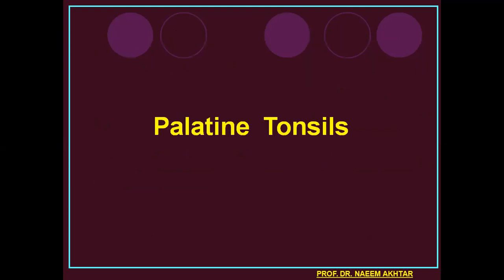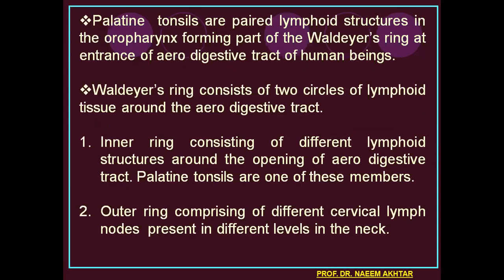Now, what are the palatine tonsils? The palatine tonsils are paired lymphoid structures in the oropharynx, forming part of the Waldeyer's ring at the entrance of the aerodigestive tract of the human beings. Waldeyer's ring consists of two circles of lymphoid tissue around the aerodigestive tract, the inner ring and the outer ring. The inner ring consists of different lymphoid structures around the opening of the aerodigestive tract. Palatine tonsils are one of these members. The outer ring comprises different cervical lymph nodes present at different levels in the neck.